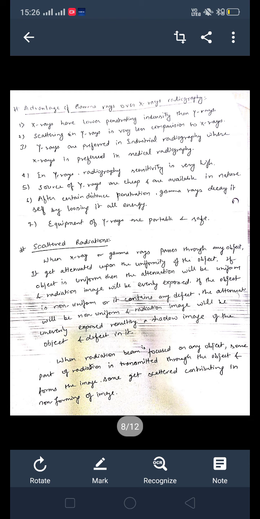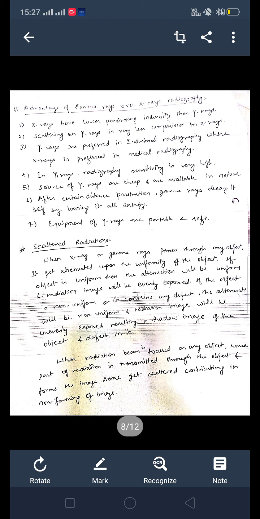So keep in mind. The fourth point is that in gamma radiography, sensitivity is very high. The fifth point is that the sources of gamma rays are cheap and are available in nature. And the sixth point is that after a certain distance of penetration, gamma rays degrade themselves by losing all their energy.